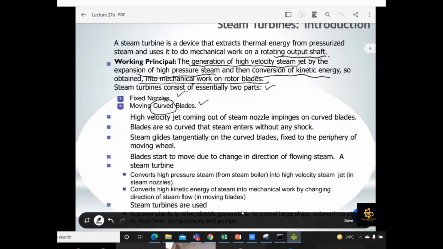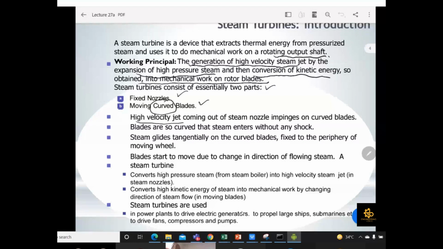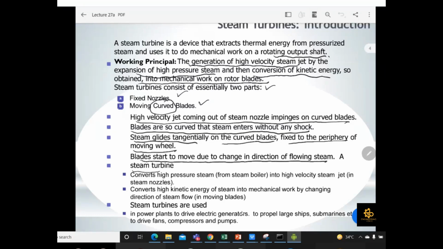A high velocity jet coming out of the steam nozzle impinges on the curved blade. Blades are so curved that steam enters without any shock. Steam glides tangentially on the curved blade, fixed to the periphery of the moving blade. Blades start to move due to the change in direction of the flowing steam. A steam turbine converts high pressure steam from the steam boiler into a high velocity steam jet in the steam nozzle, and converts the high energy of steam into mechanical work by changing the direction of steam flow in the moving blade.